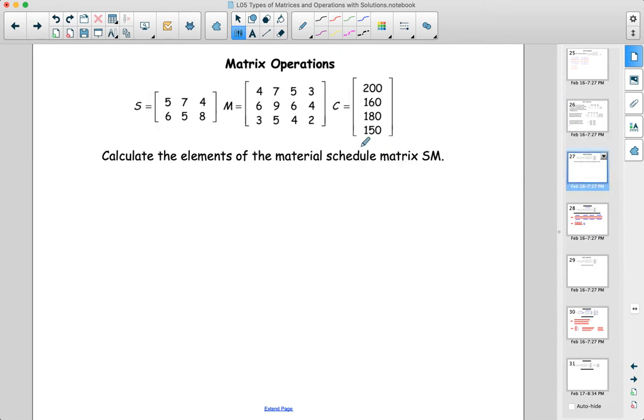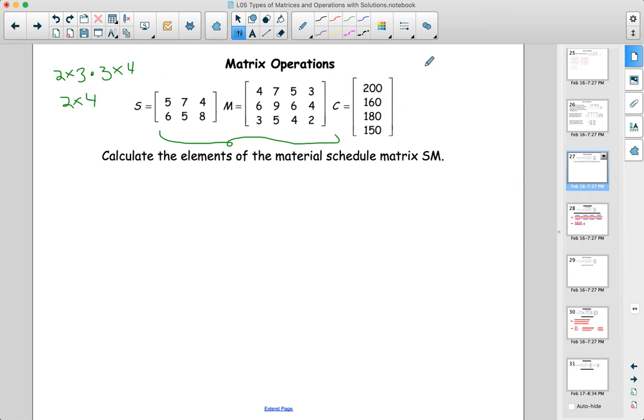All right, so what you're going to do is calculate the elements of the material schedule matrix. That is, you're going to multiply matrix S by matrix M. And notice this matrix is 2 by 3. And you're going to multiply, I'm going to put a dot for multiply there, that by this matrix, which is 3 by 4. And notice the number of columns here matches the number of rows there, so you can now multiply these two together, and you will get a 2 by 4 matrix in the end.